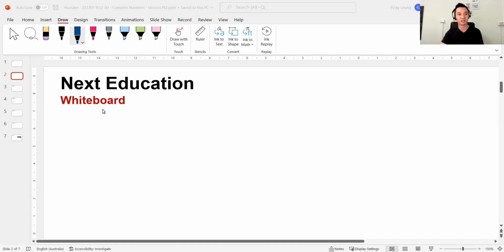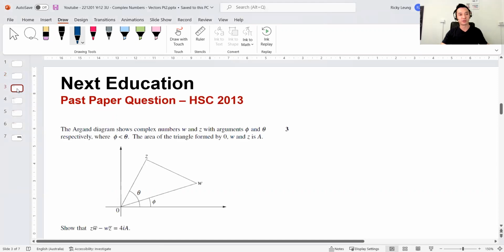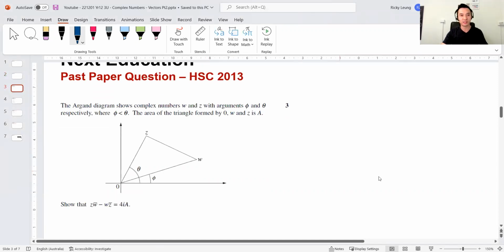Let's get started. So today we're just going to explore some more, I'd say harder is probably the unfair word, just more involved, right? Much more working out, that's for sure, relating to vectors in the complex numbers topic. So let's get started. First question is from the HSC 2013.